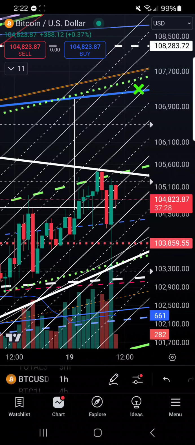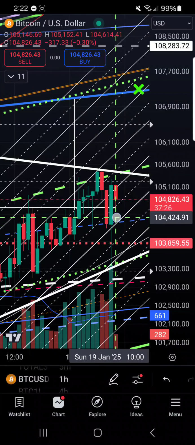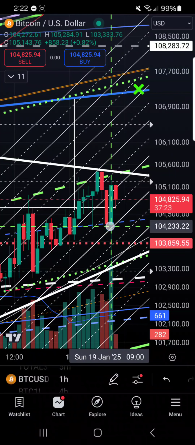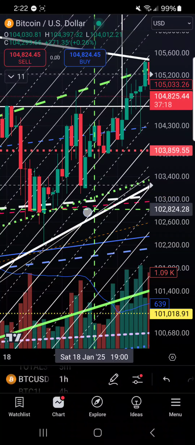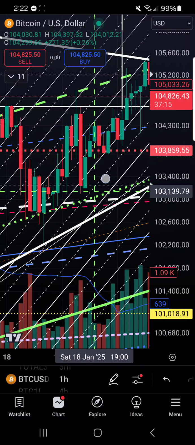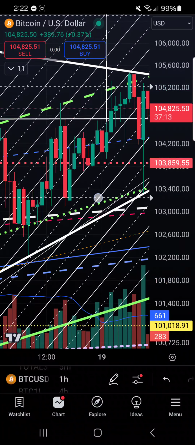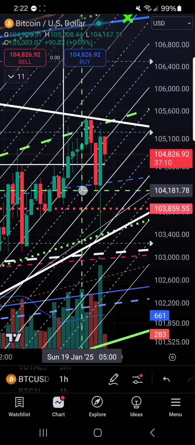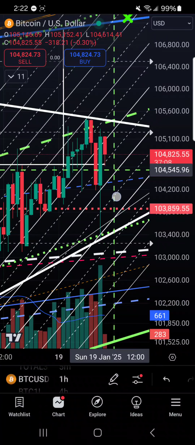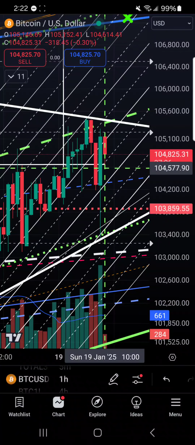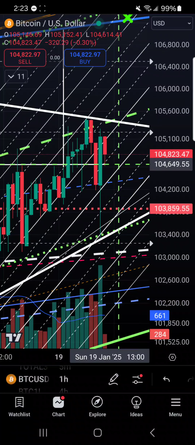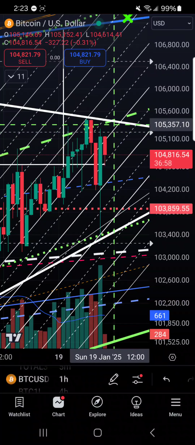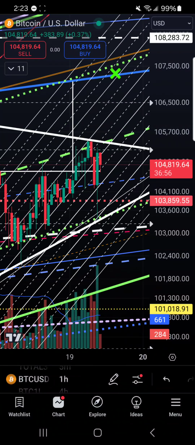If you use this dashed center line of this sloping channel here, you can see we've wicked down here, and here, just about to that dashed line, and also here, and we are currently right there again. So this could be one of those little hook-around-the-ends scenarios playing out. We'll just see what happens there. But that's not really what I wanted to talk about.